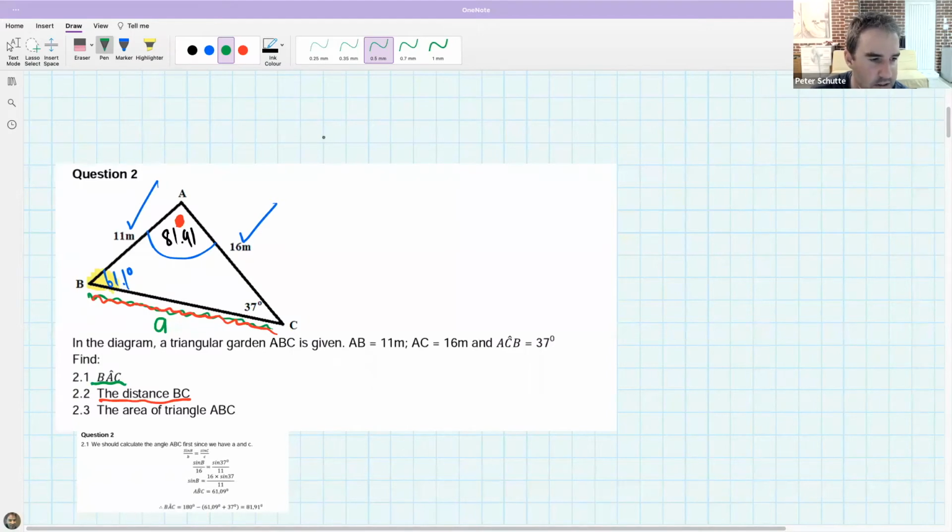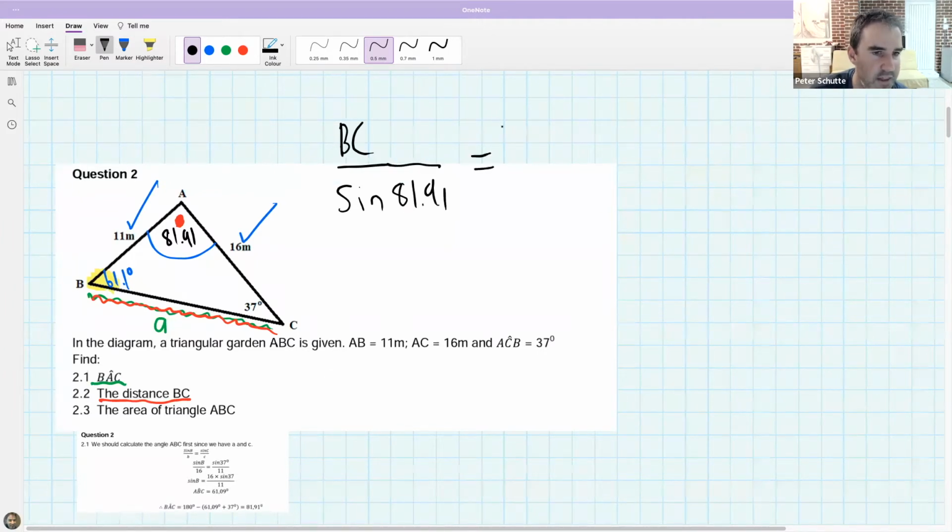I'll use the sine rule this time, but the cos rule would also work. So if I would use the sine rule, I would go A over the, let's make it BC, over the sine of 81.91. And that would be equal to 11 over the sine of 37. We get that. So let's see what we get for our answers.